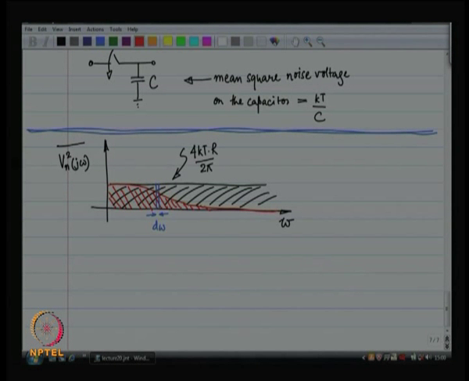Earlier, if you had done the integration from 0 to infinity, you would have gotten infinitely large amounts of noise. But now, if you do an integration from 0 to infinity, it is going to be finite, because the tail has been removed, I mean it has been cut off. The filter cuts off high frequency noise, it is a low pass filter. Now, if I integrate this noise, then I am going to get kT by C as the total mean squared noise voltage over all frequencies.